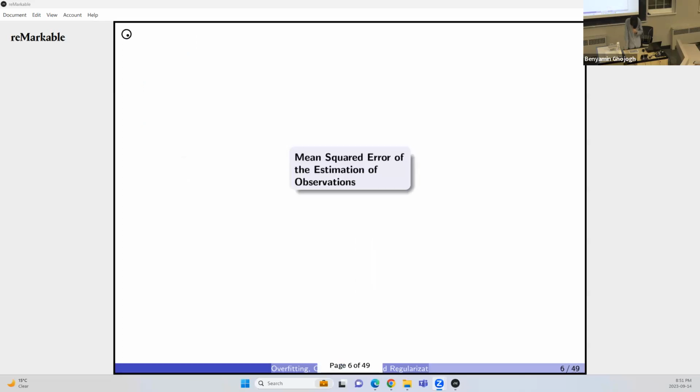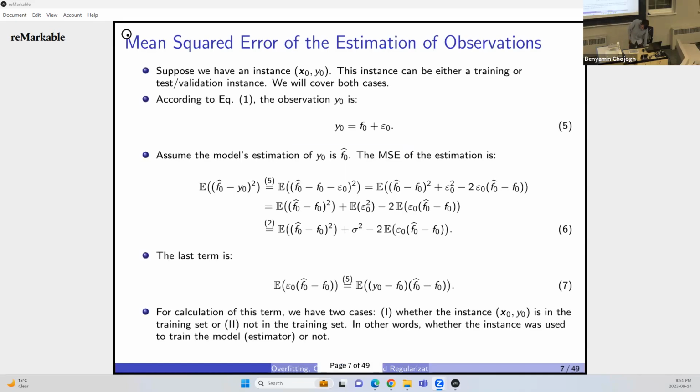Okay. Mean squared error of the estimation of the observations. Now, suppose we have an instance x0, y0. So I have some instance x0 and its label y0. If it is a regression problem, the label is continuous. If it is a classification problem, the label is discrete, right?